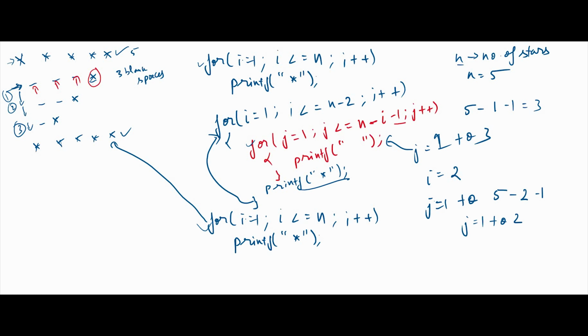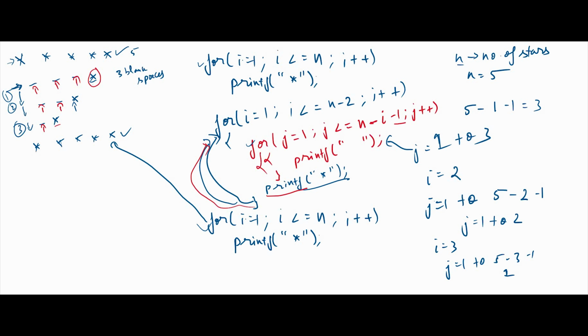So for 2 iterations, it will print a blank space, and after printing these blank spaces, it will print the star, right? And again it will go to the master loop. i will be equal to 3, and j will move from 1 to 5 minus 3 minus 1, that is 1. So only one iteration. So it will print just one blank here, and once it's done, it will print this star, because there is only one iteration in this loop. After that a star, and then again it moves to the master loop.